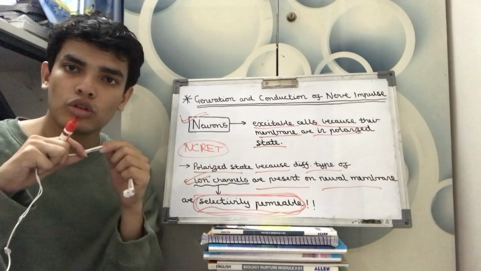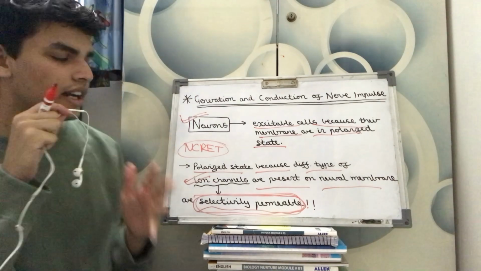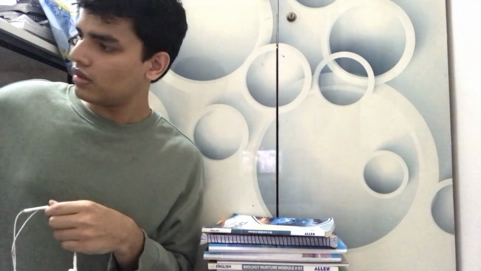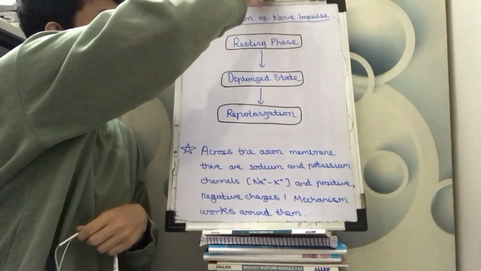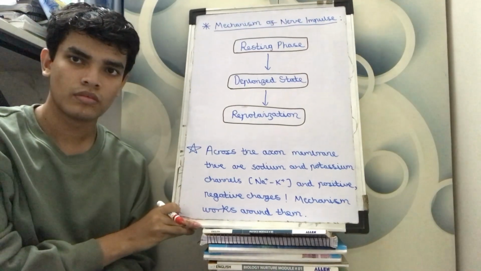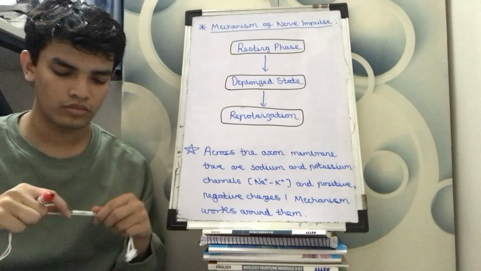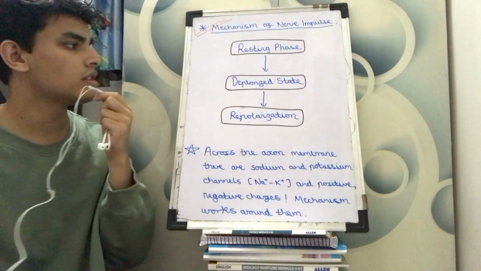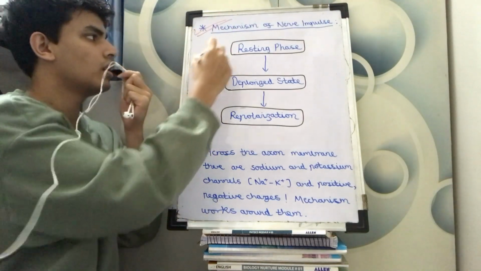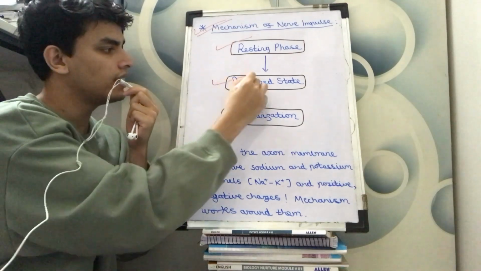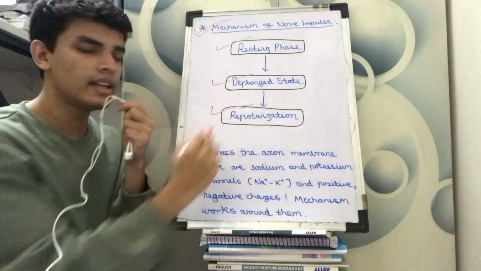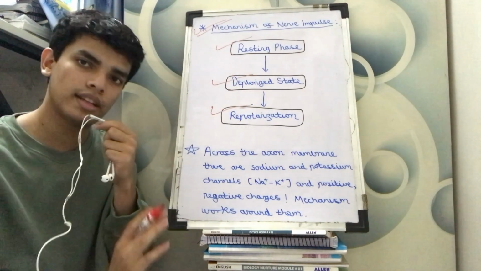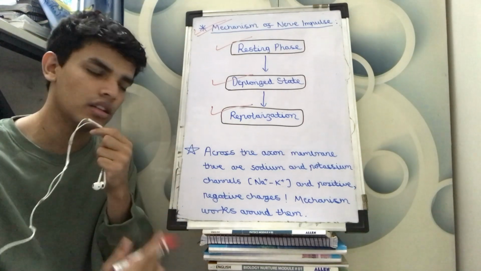Now before going into the mechanism, we will just get a rough idea of how exactly the nerve impulse occurs. So the mechanism of nerve impulse occurs in three steps. First is the resting phase, then the depolarized state, then the repolarization. So these are the three steps. We will go into each in detail and learn it.